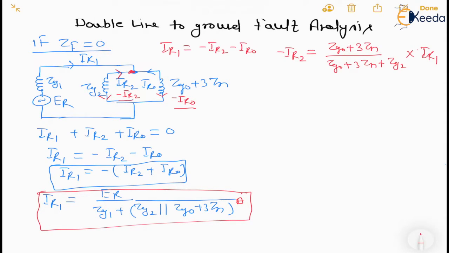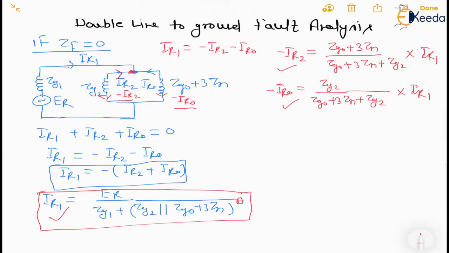So from here we can calculate the value of IR2, and minus IR0 value will be equal to ZG2 upon (ZG0 plus 3ZN plus ZG2) into IR1. So from here we can calculate the value of IR1, IR2 and IR0. And once we have calculated the value of IR1, IR2 and IR0, we can calculate the value of VR0, VR1 and VR2 and correspondingly VR, VY, VB, VRY, VYB and VBR.